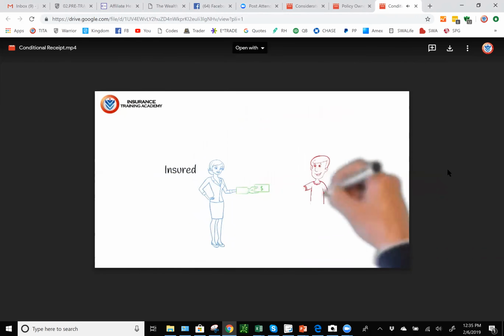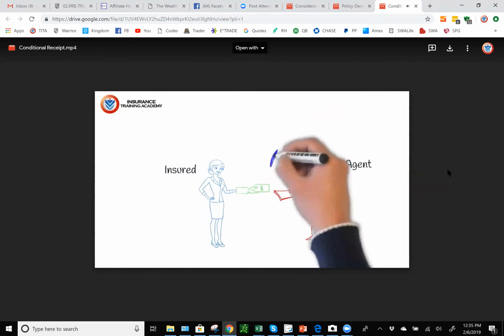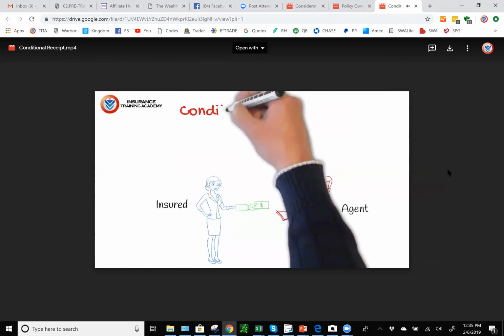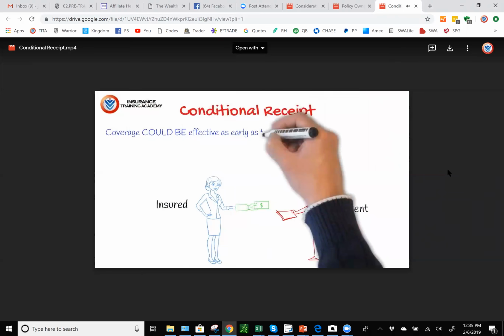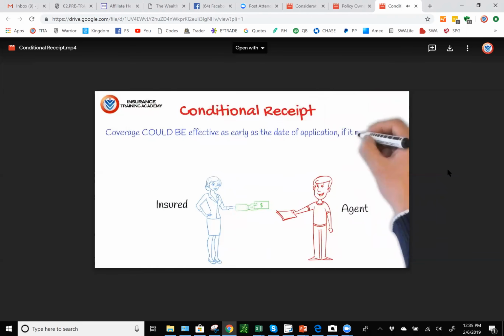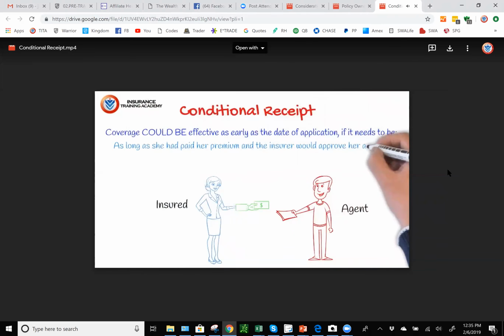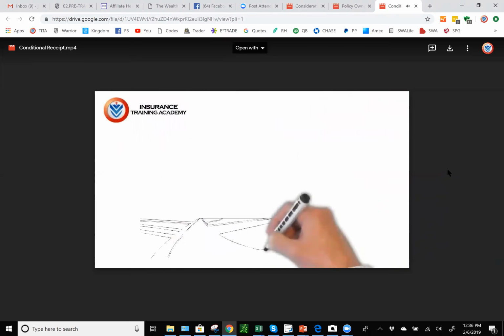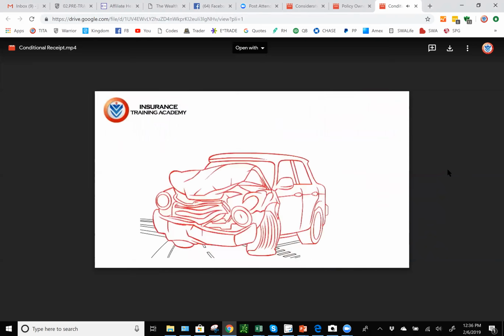Remember, the whole purpose behind a conditional receipt at this point says that coverage could be effective as early as the date of application if it needs to be, as long as she's paid that premium and as long as the company would approve her anyway. So let's look at the scenario. Jane is driving down the road, a leisurely Sunday drive, and all of a sudden, bam, here comes this deer out in front of her and kills her.